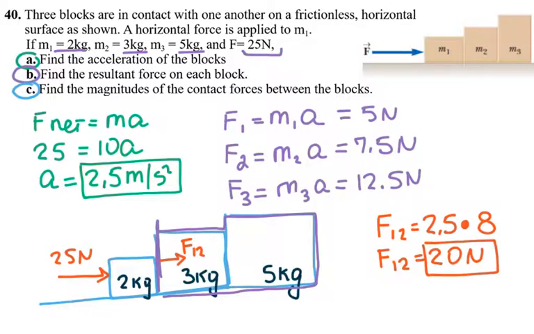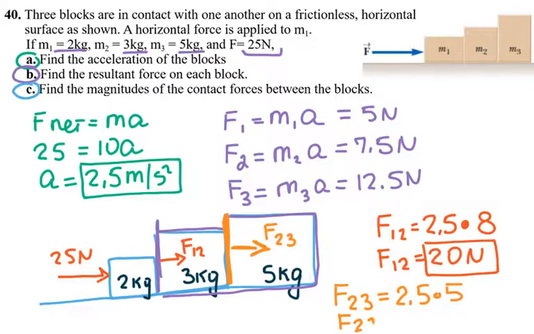Now to calculate the force between, let's do it in orange, the second and the third block, it is going to be the acceleration, because I need to know what force is applied to cause this block to move with that acceleration. So I'm going to call it 2, 3, and that's acceleration 2.5 times the mass of that block, which is 5 kilograms, and that gives me the force between the second and the third block is equal to 12.5 newtons.